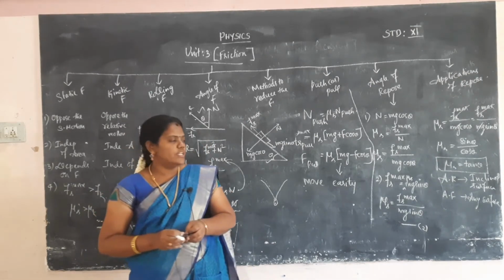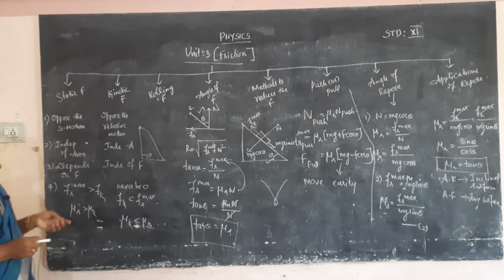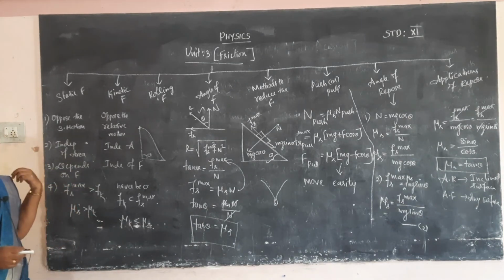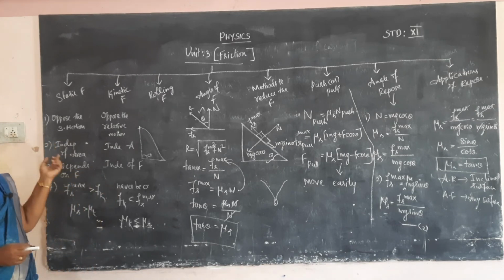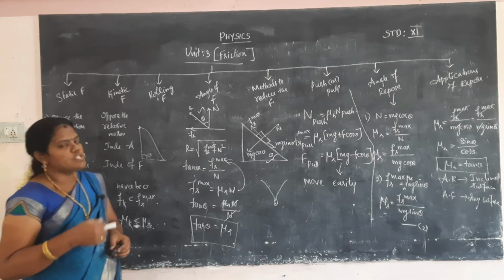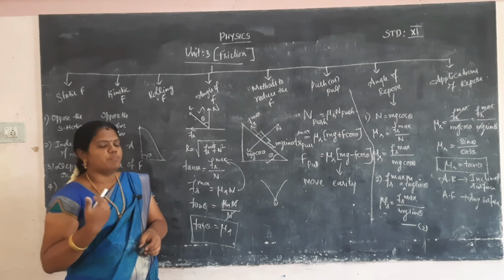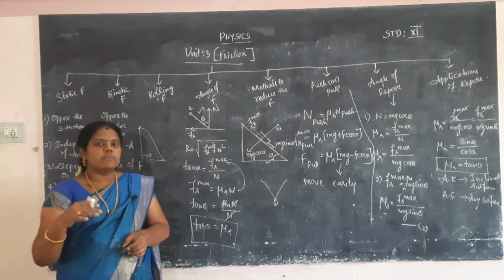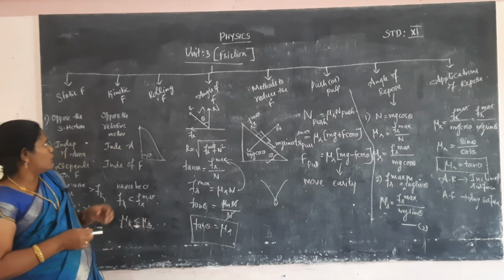Okay, so in today's session I explained static friction, kinetic friction, and rolling friction. Static friction is the friction force that opposes the starting point of motion. Kinetic friction opposes the relative motion of an object. Rolling friction means using rollers to reduce the friction between the two surfaces, so that we can easily carry the heavy weight of an object.